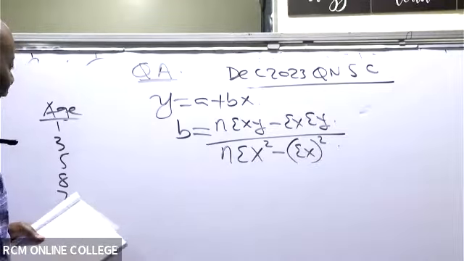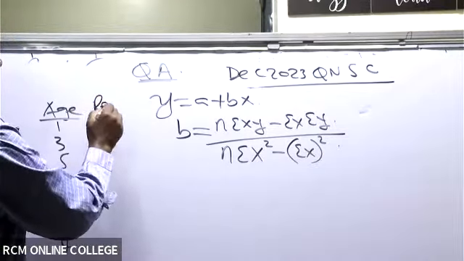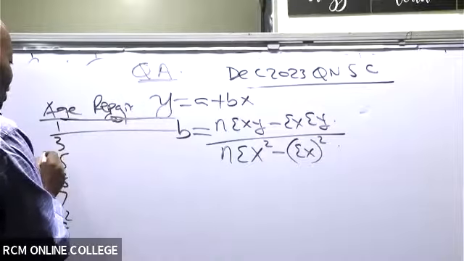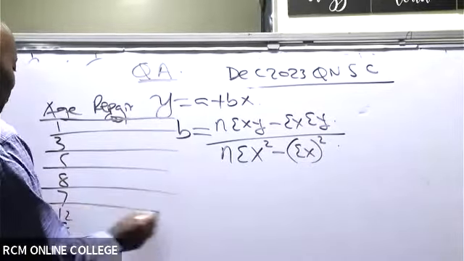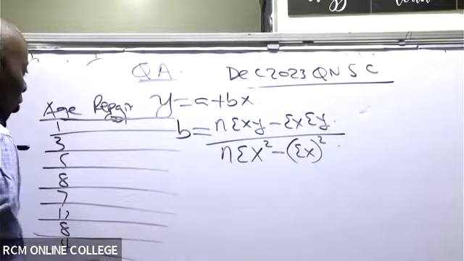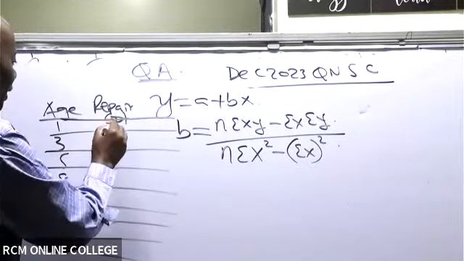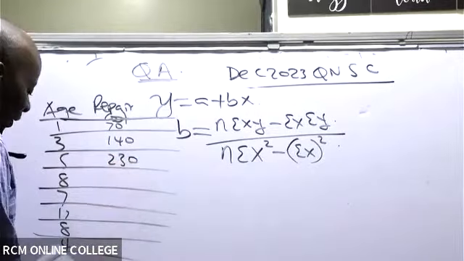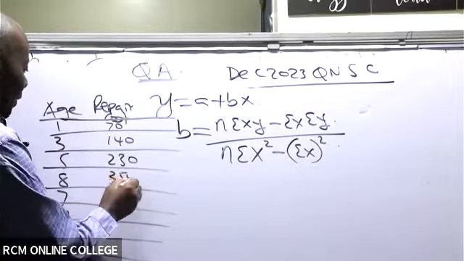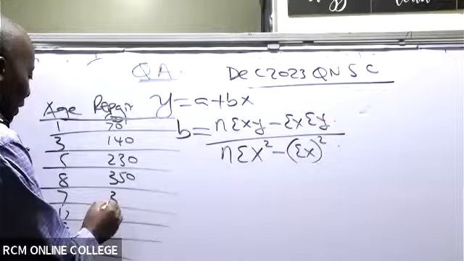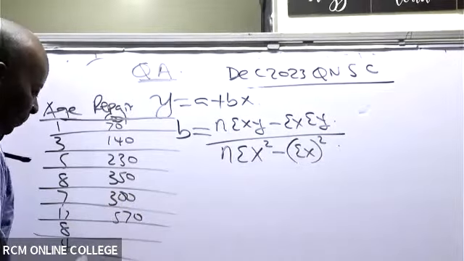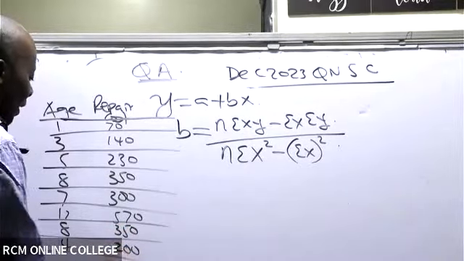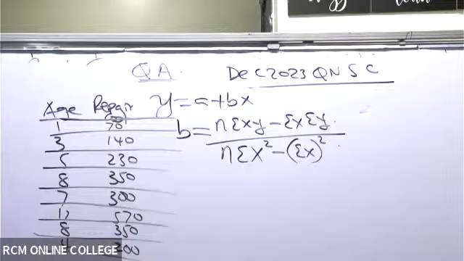And then we have a repair cost. So repair cost, what do we have here as our repair cost? The first one is 70. Then we have 140. Then we have 230. Then we have 350. 300, 570. 350, 200.